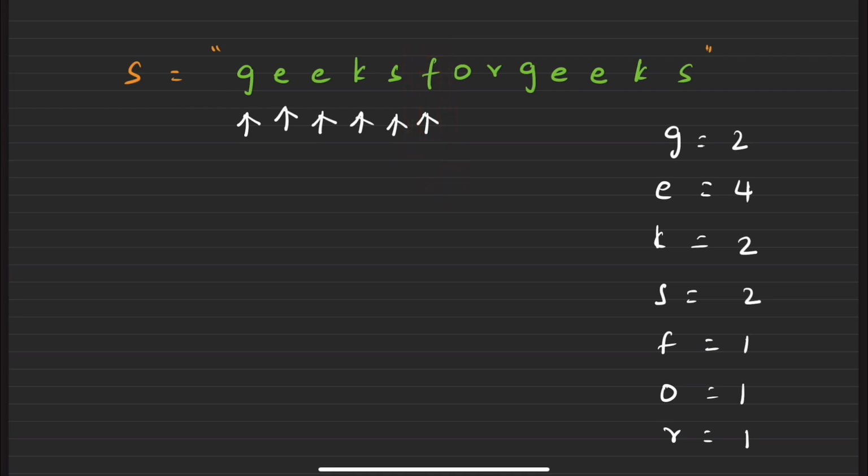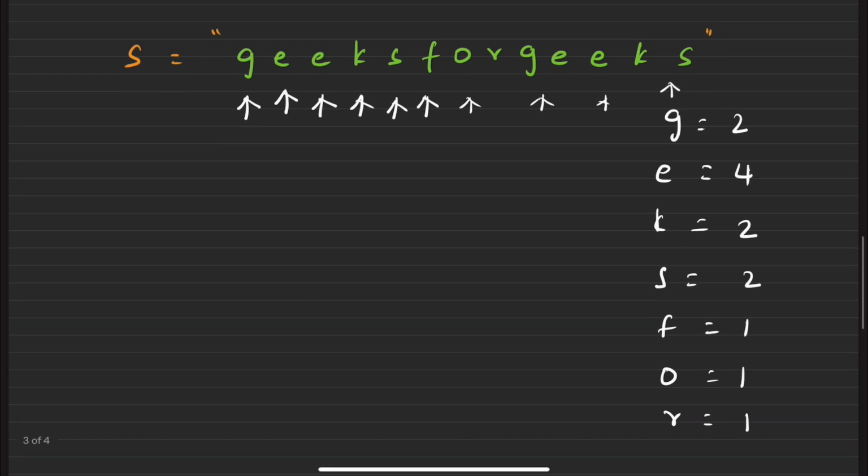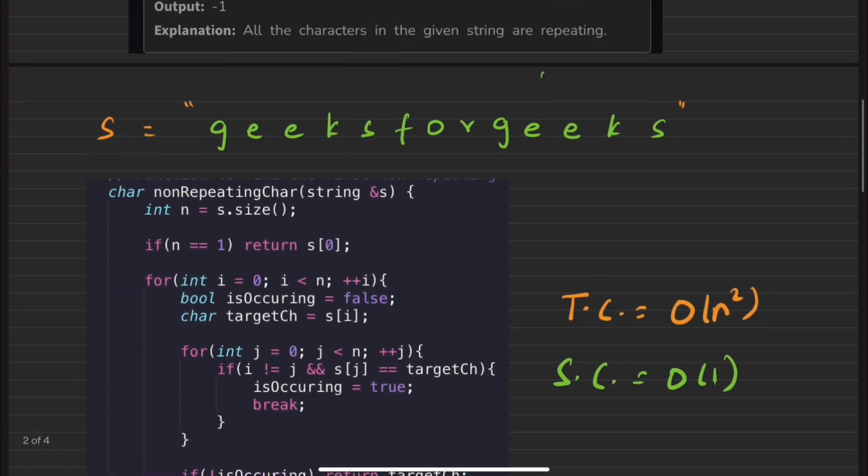But if after executing the whole loop we never got a character whose frequency is 1, then we can simply return dollar, and in the output we can see it as -1. Now, with this, we have made the optimization that we have shown in the brute force code.